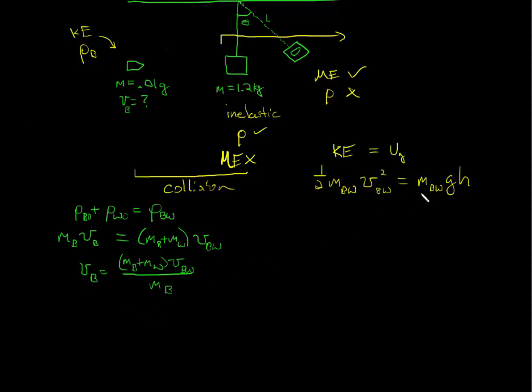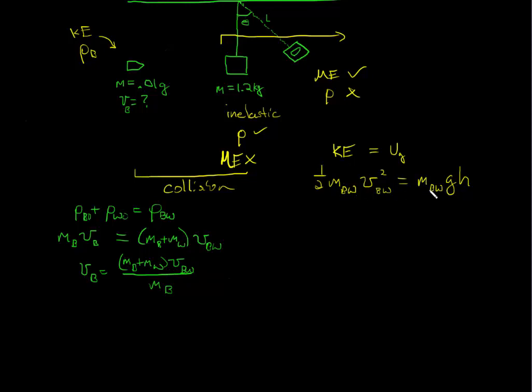So let's see, what could we do? The only thing that we don't know is the velocity of the block of wood to begin with. So let's solve for that, and then we can use that quantity, plug it back in here, and that will give us the velocity of our bullet.